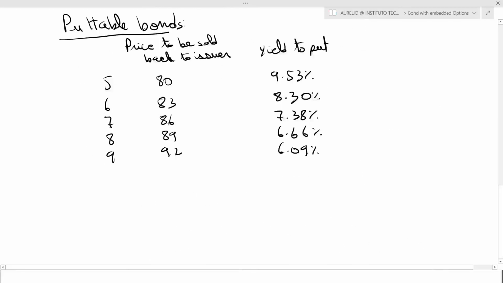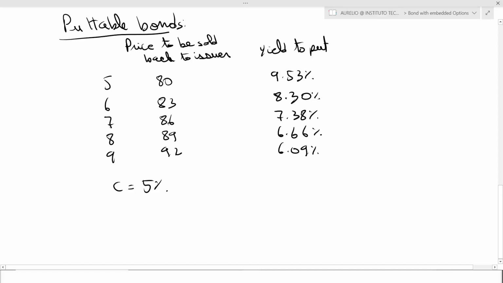Now let's see the case of puttable bonds. We have exactly the same information as before, which was a bond that pays a 5% coupon and is a 10-year bond. But now it's a puttable bond. These are the prices at which you can sell the bond back to the issuer. So if in year 5, you could sell the bond back to the issuer for 80. Let's say in year 5, the bond is worth 60, then you would sell it back to him at 80. And then in year 6, the price would be 83, 86, 89, and 92.